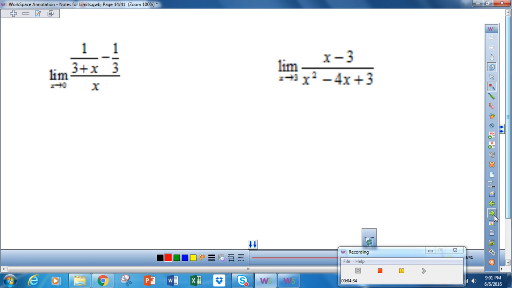Okay? Again, we have another problem, and I'm going to do a direct substitution. I'm going to be a good math teacher and do a direct substitution first. As I substitute in 0, I get 1/3 minus 1/3 over 0, which is 0 over 0, which is indeterminate, and I have to use another method.